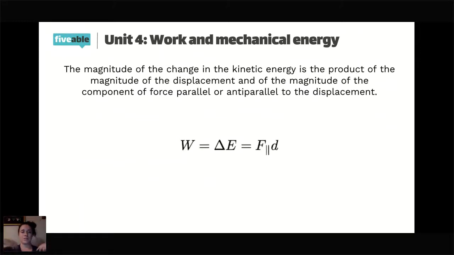In other words, your work is equal to your change in energy, which is the parallel component of the force to the displacement, times the displacement. Sometimes you'll see this as F d cosine theta, I think is how they have it on your equation sheet. It's not always cosine. Sometimes it's sine. It depends. It's the parallel component of the force with your displacement.